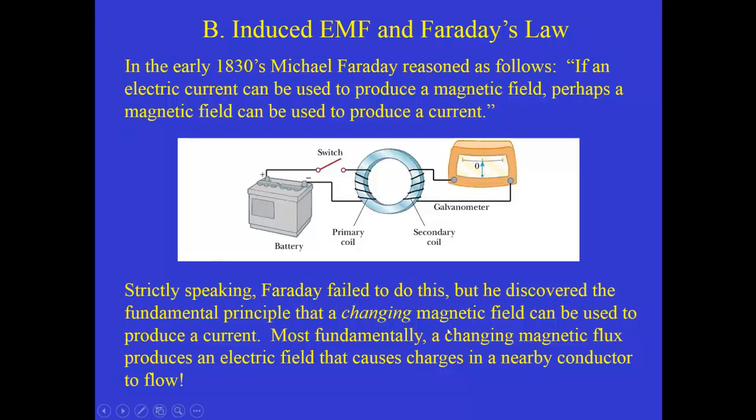And we would say more fundamentally that the changing magnetic flux that was caused because of the starting or stopping of current and the magnetic field that was produced in the secondary coils, that changing magnetic flux caused there to be an electric field, and that electric field caused the charges to move in the wires of the secondary circuit.